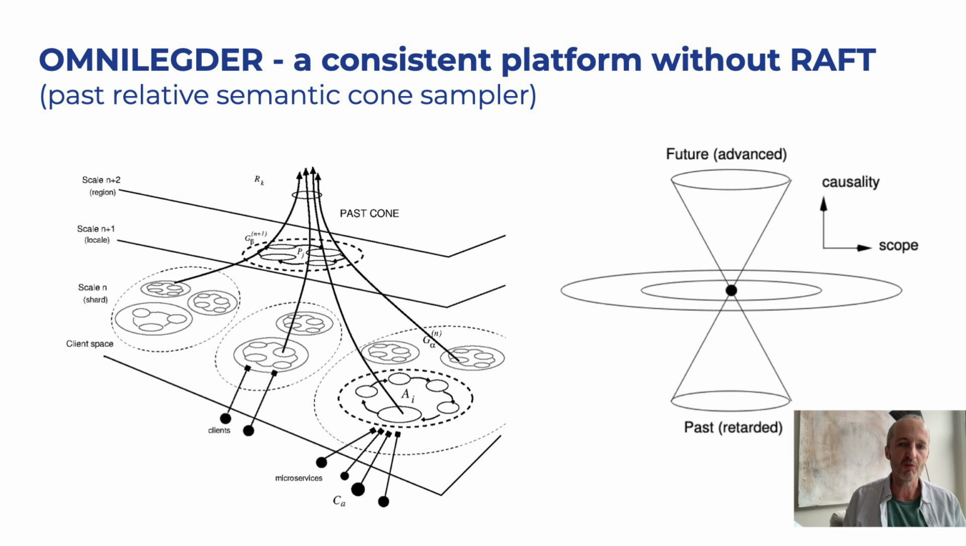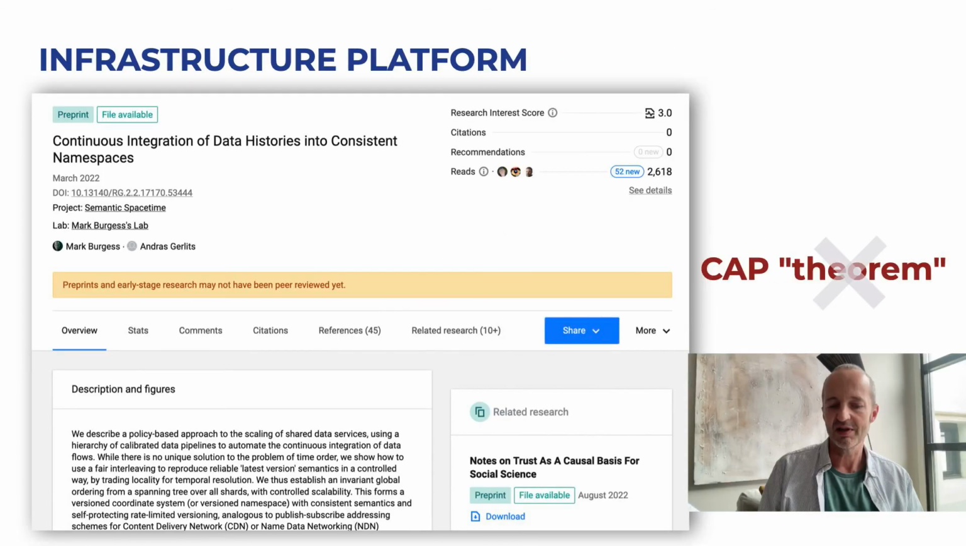And if you want to read more about this, we've started implementing this together with a colleague in Hungary. We have a platform, a prototype, which deals with some of these difficult issues that are represented in the CAP conjecture, the so-called CAP theorem. So by building a containment hierarchy of sampling processes from edge to center, we can take into account all of these space-time ideas.